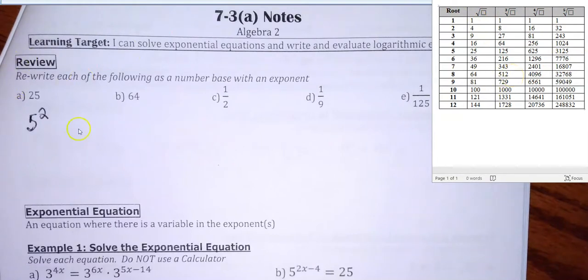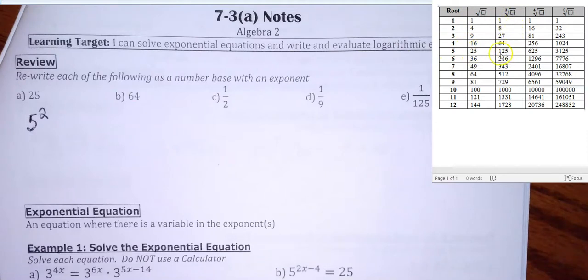The first little part of this is just to review how we can rewrite a number as a number with a base that has an exponent. So I just did the first one real quick. 25, I'm just going to rewrite that as a base number, which is the 5, with an exponent, the exponent being squared. So another way we can write 25 is 5 squared. And I can just get that right off this list. This is 25. It's in the second column, so it's going to be 5 squared.